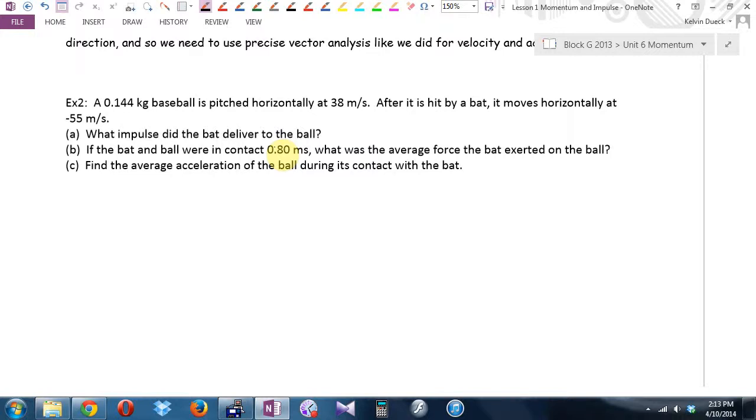So we're going to assume, read along with me, a baseball is pitched horizontally at 38 meters per second. After it's hit by a bat, it moves horizontally at negative 55 meters per second. We're assuming the pitch came in as a line drive and left as a line drive to keep the physics nice. Why did I say the second velocity was negative? Opposite direction. This is important. Rebounds. Okay.